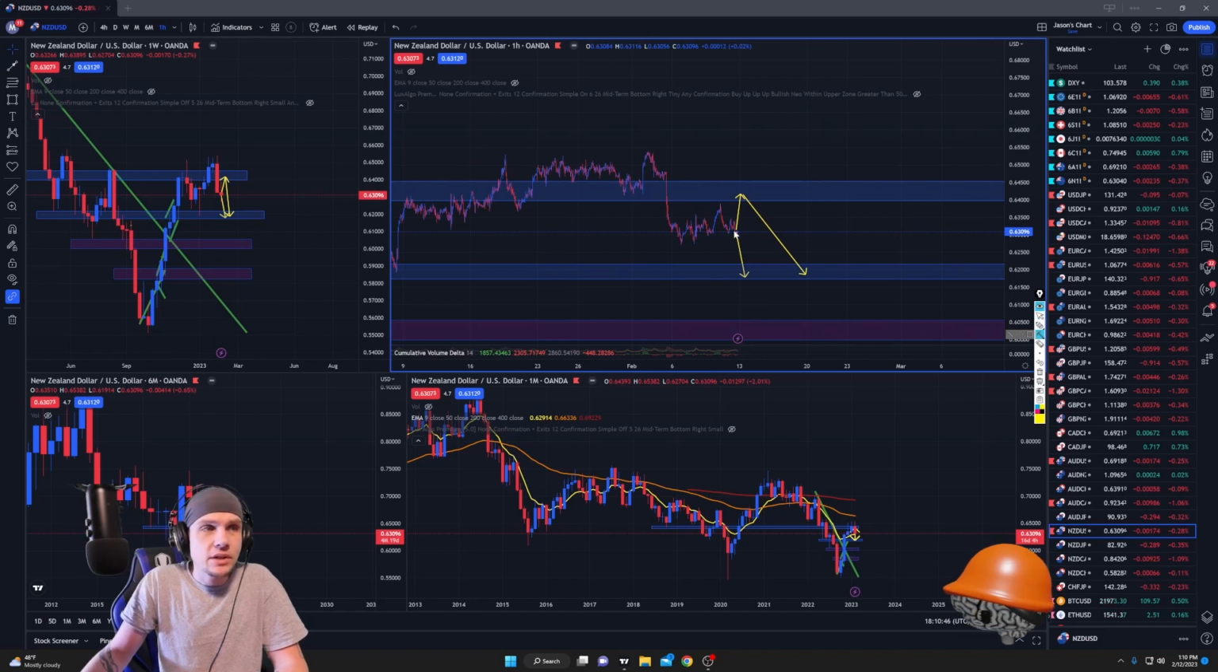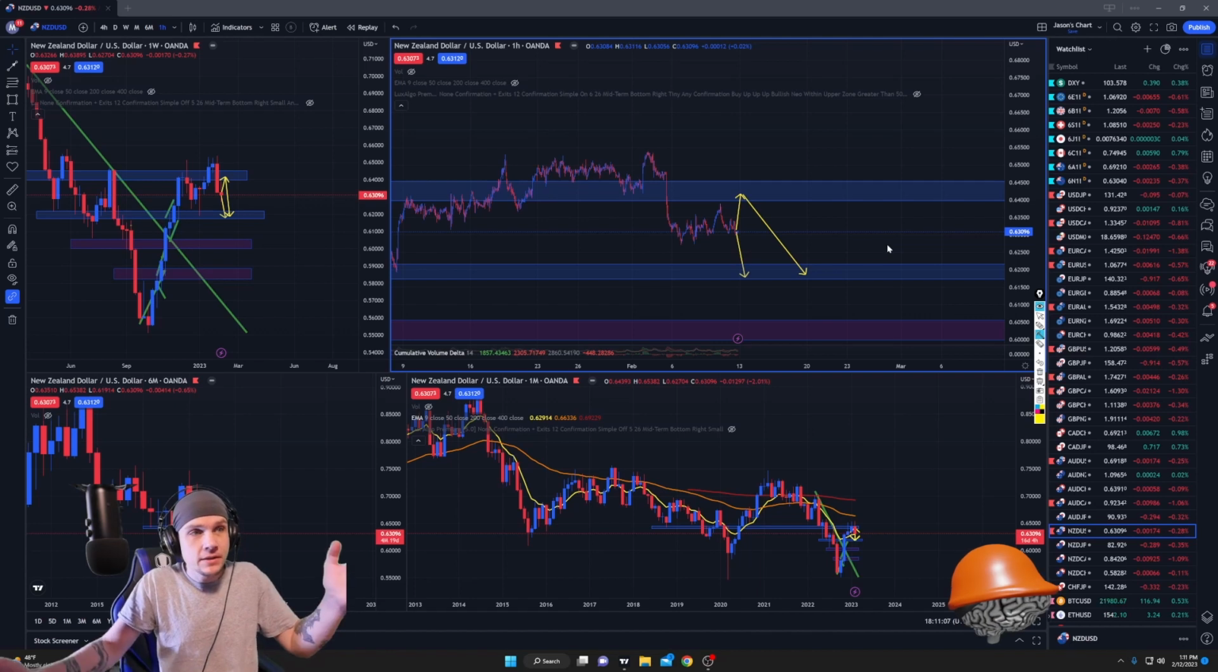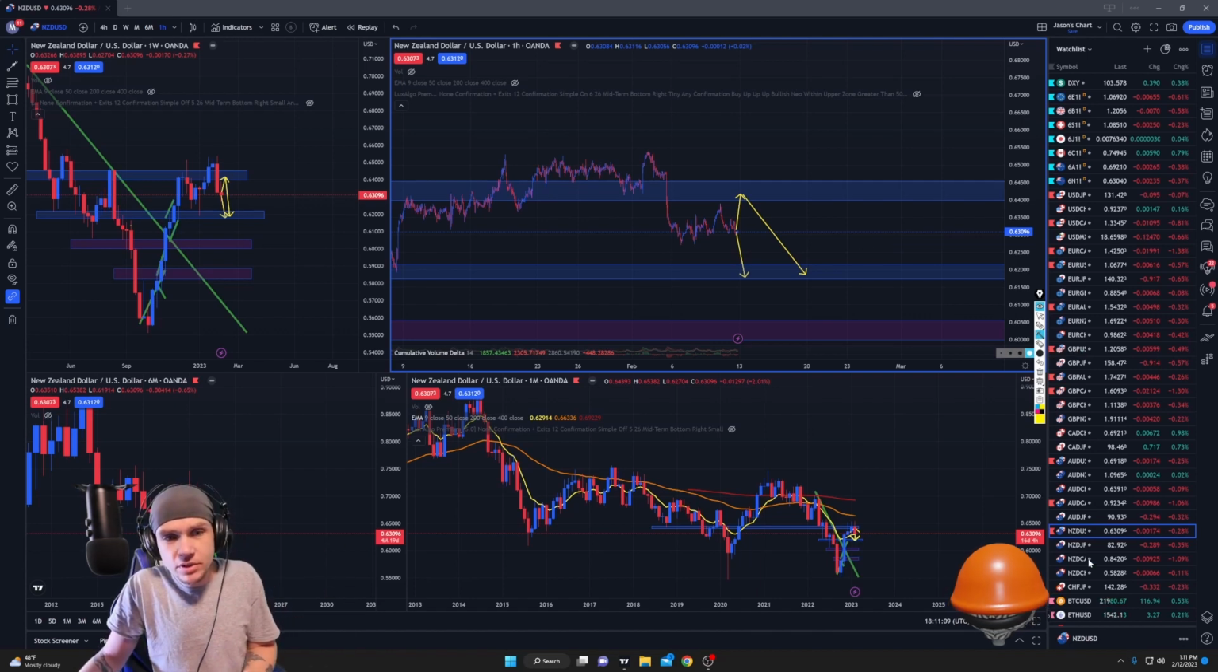NZD USD. Yeah, this is what I see. Either straight down or a little bump up into this area for a bounce to the downside. So either down from there or up and then down. We will see what happens.